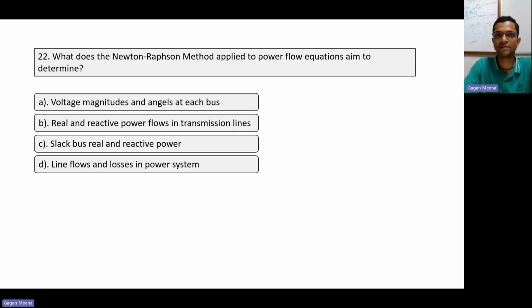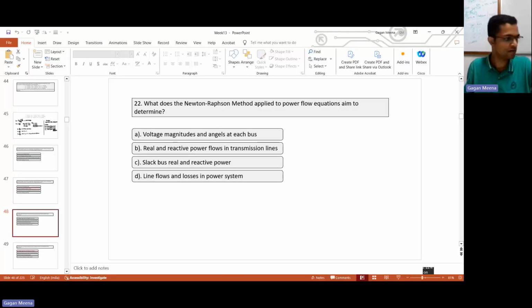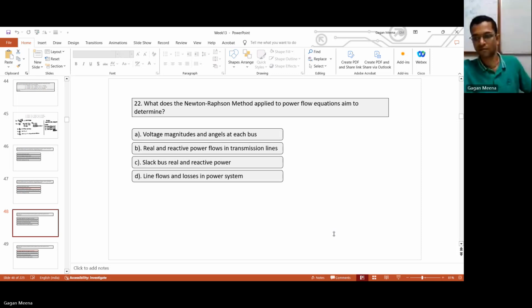What does the Newton-Raphson method applied to power flow equations aim to determine? Let me just connect the charger. Okay.